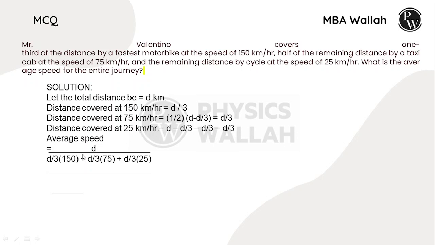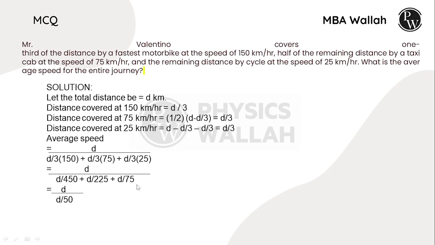So the total distance by the total time taken, the equation we are getting here is D whole divided by D by 3 into 150 plus D by 3 into 75 plus D by 3 into 25. On solving the equation, we are getting D whole divided by D by 450, that is 3 into 150 is 450, D by 450, plus D by 3 into 75, that is 225, D by 225, and D by 3 into 25, that is 75, D by 75. So D whole divided by D by 450 plus D by 225 plus D by 75.